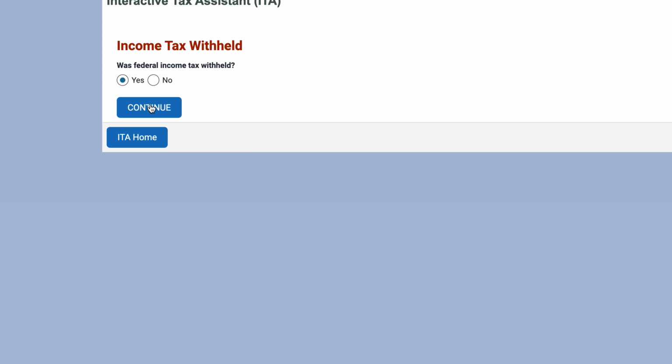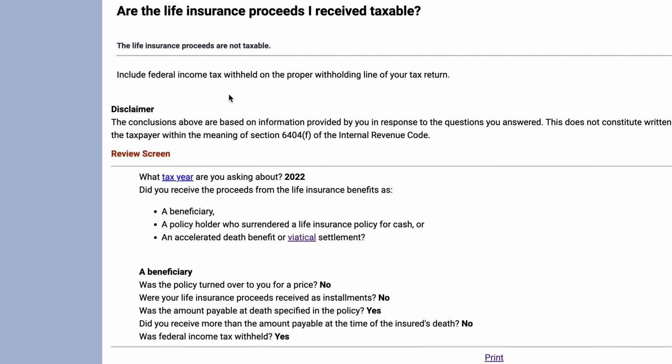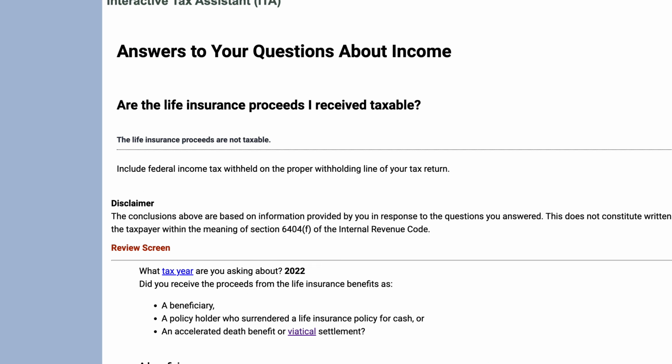So let's say federal income tax was withheld. In this case, it looks like the answer is very similar, but you would include the federal income tax withheld on the proper withholding line of your tax return. And if for some reason they were not taxable, you would eventually get your money back. It just kind of flows through. So you would report the tax that was withheld, and then your Form 1040 would basically calculate that you're not paying tax on that, and then it would show up as a refund or a lower tax bill.